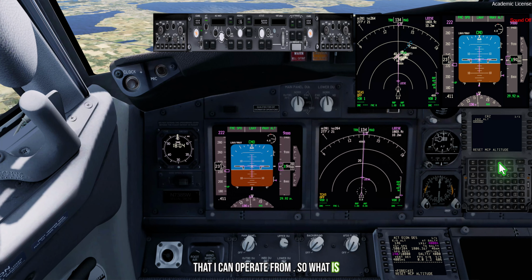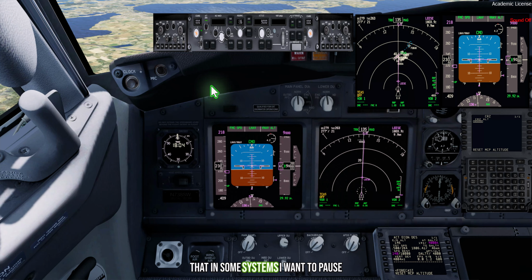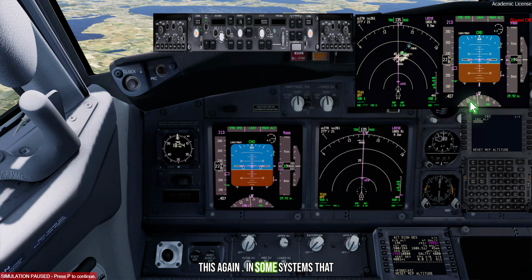So what is important to understand, gang, is that in some systems, that would not have engaged. And this is the thing about various airlines, that their systems may not necessarily be upgraded over time to software, older model airplanes and things like that.